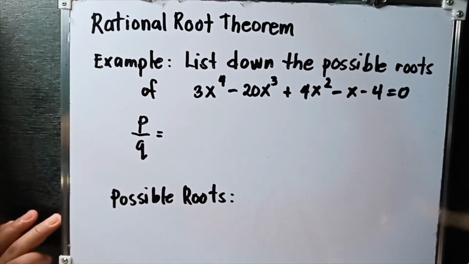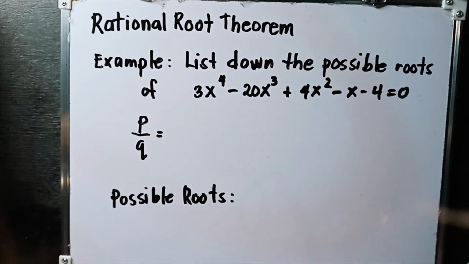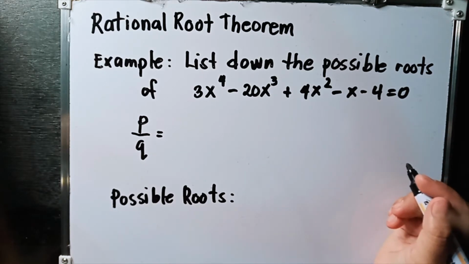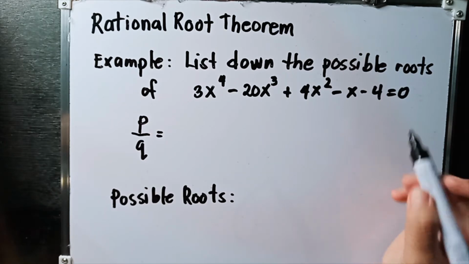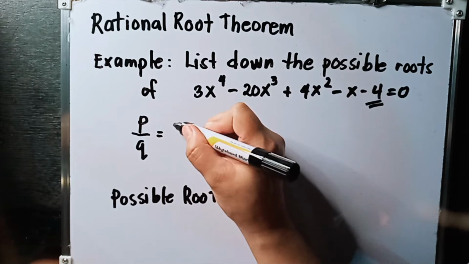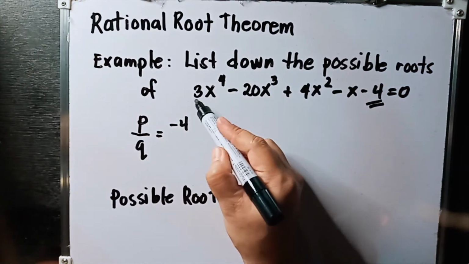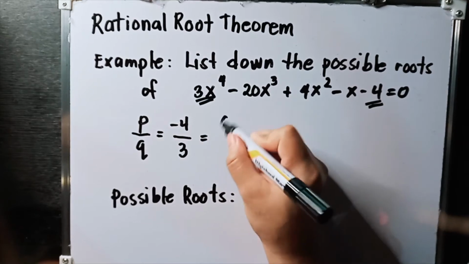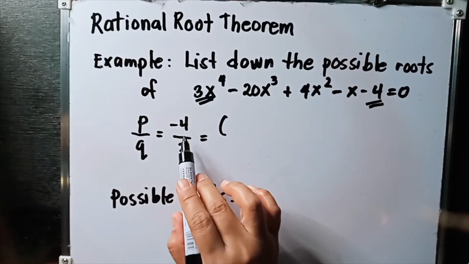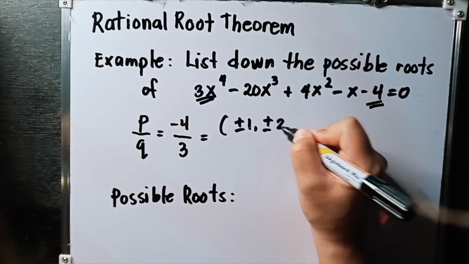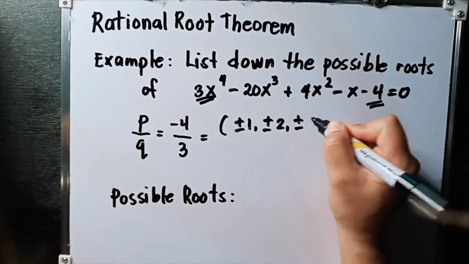Okay. So next, let us list down the possible roots of 3x to the 4th minus 20x cubed plus 4x squared minus x minus 4. Again, we're going to identify the constant term, which is negative 4, and our leading coefficient, which is positive 3. And then we're going to write the factors of negative 4: positive negative 1, positive negative 2, positive negative 4.